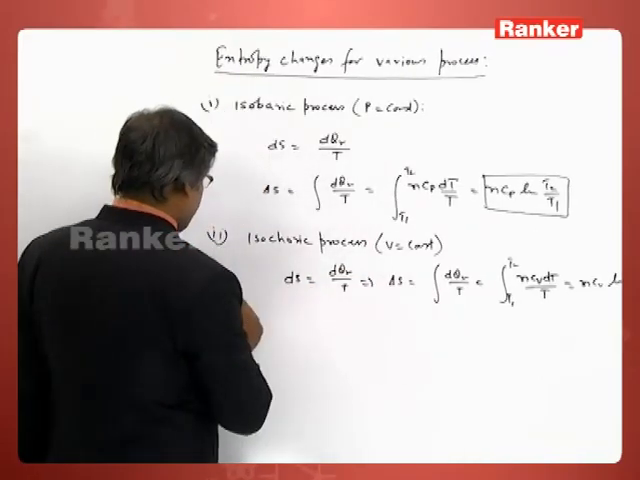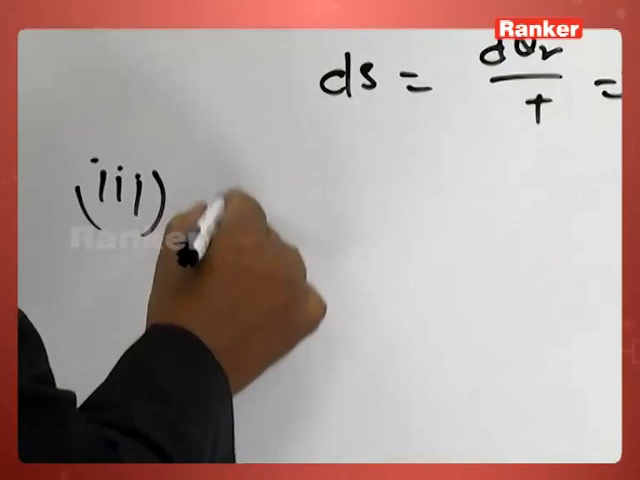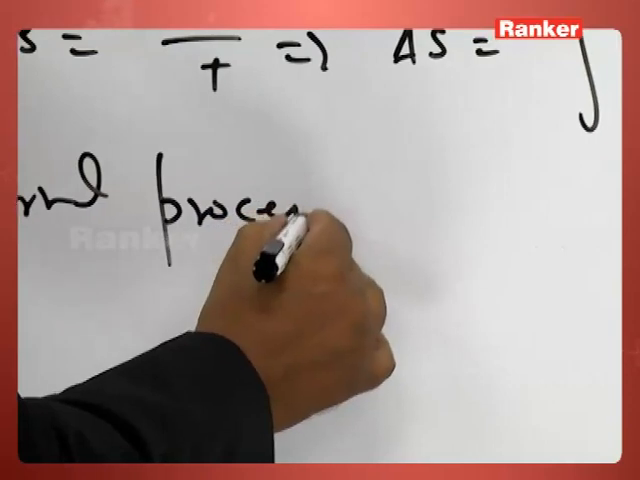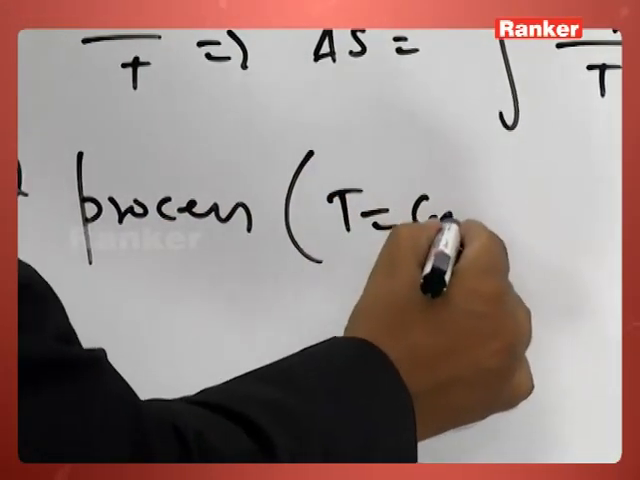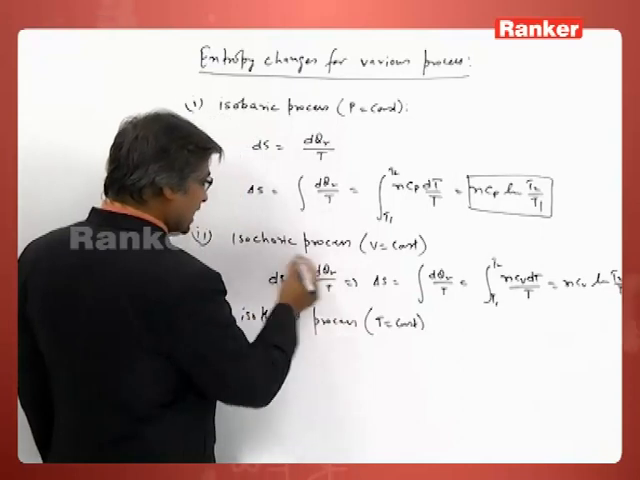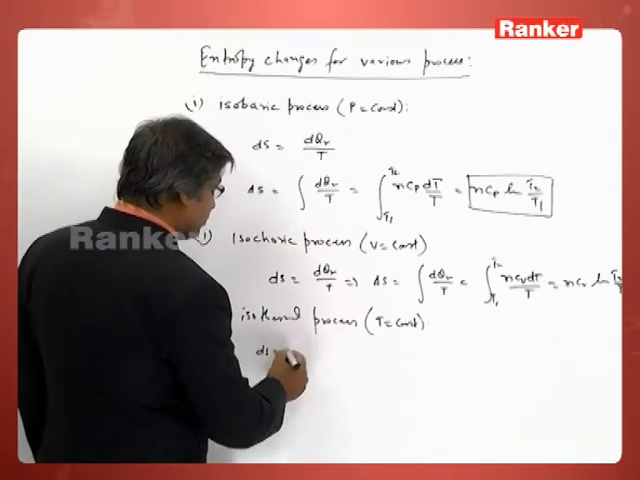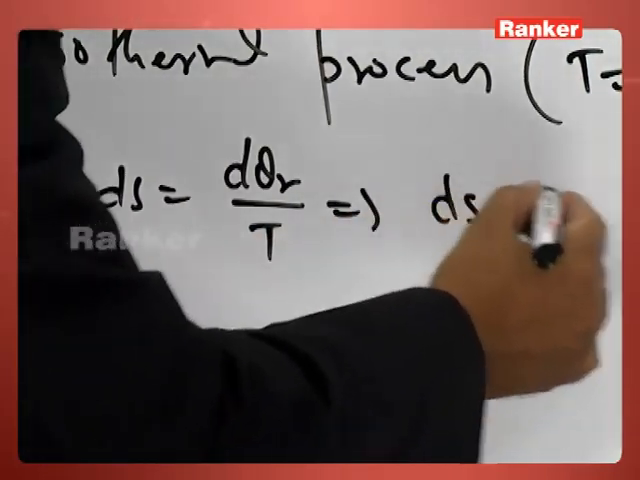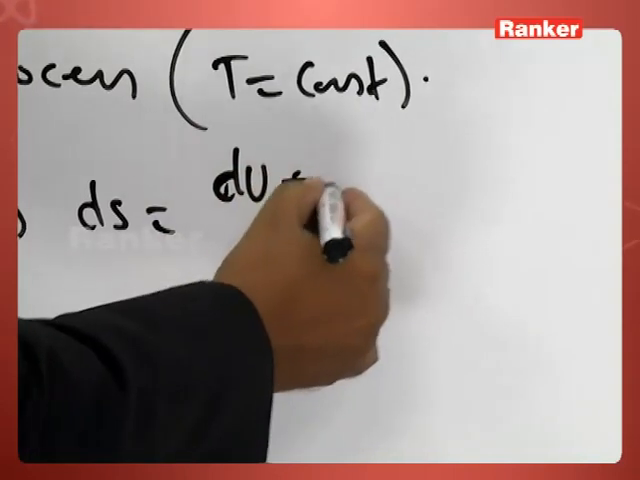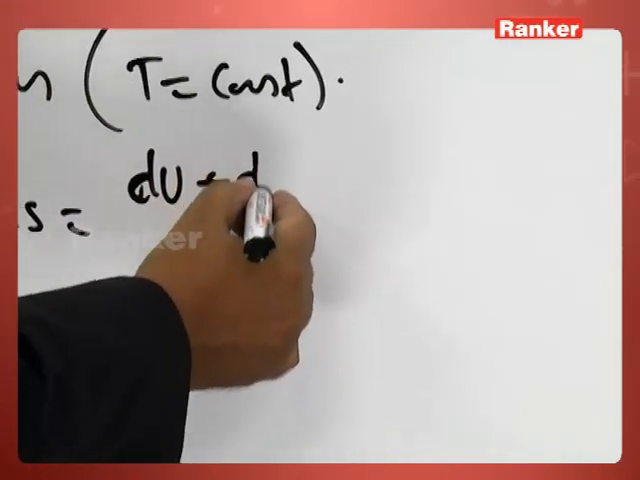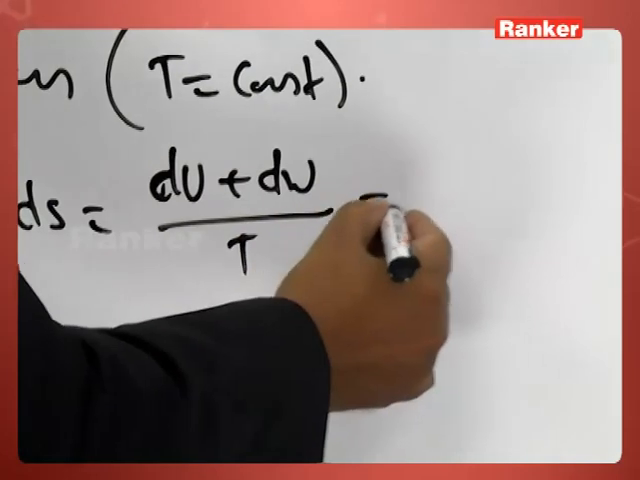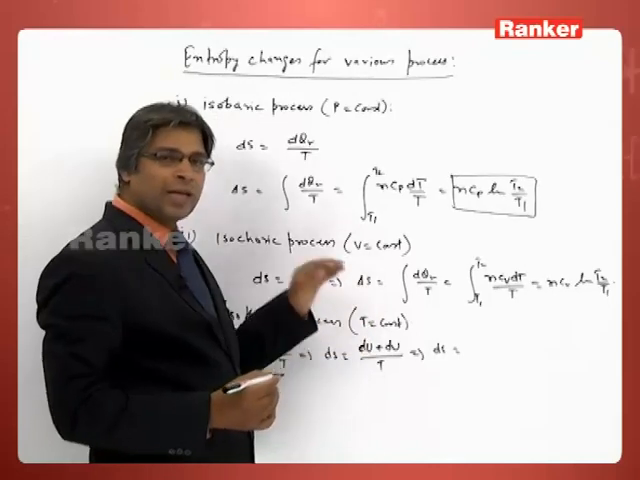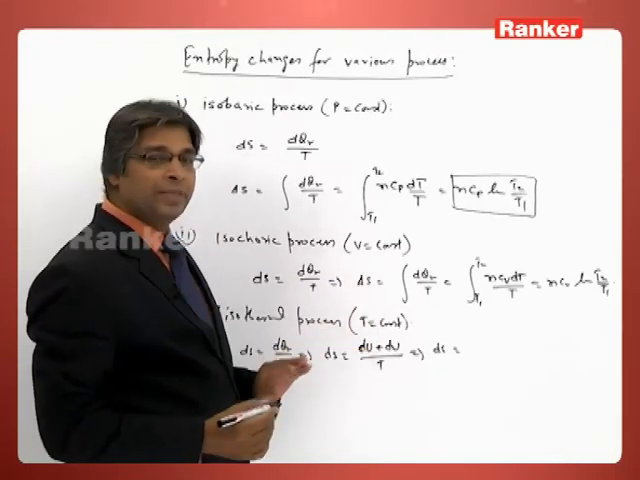Now next is the isothermal process. For an isothermal process, temperature is constant. So we again use this relation, dS is equal to dq reversible by T, which implies dS is equal to dU plus work done dw by T, which implies dS is equal to, if the process is isothermal, for an ideal gas dU will be 0.